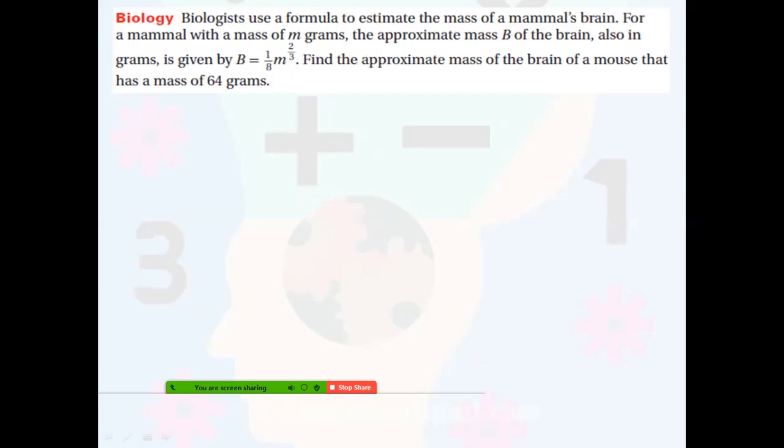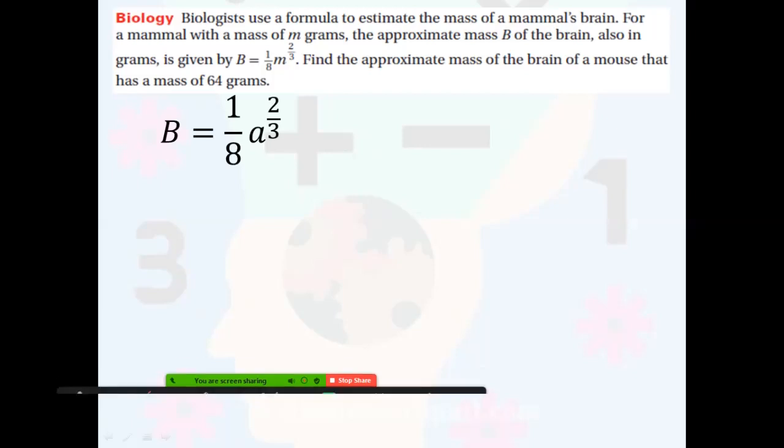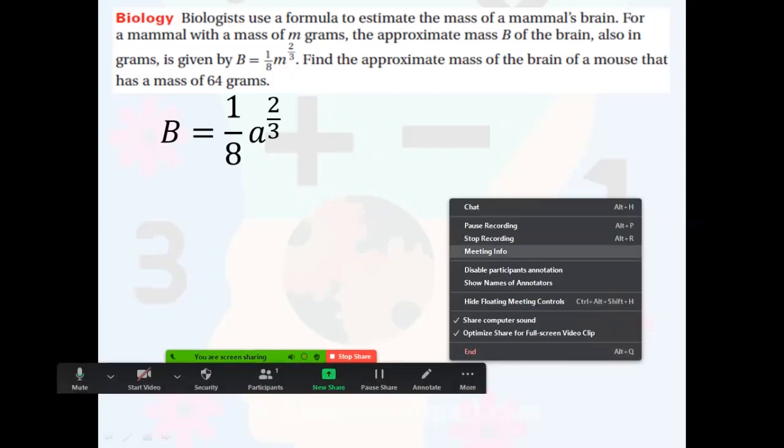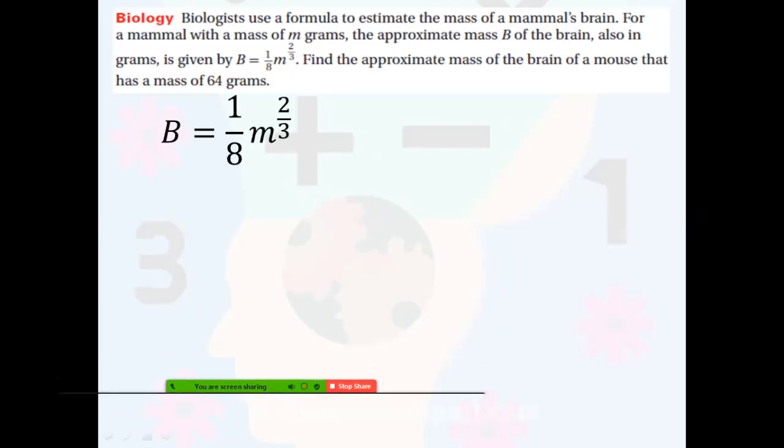You have to find the approximate mass. We don't need all this information. We are only concerned with the numbers. So we take this formula, B is equal to 1 over 8 times m to the power of 2 over 3. I had to change that to m as there was an A, but that will not matter anyhow. So we are going to replace m with 64, because that's the mass.